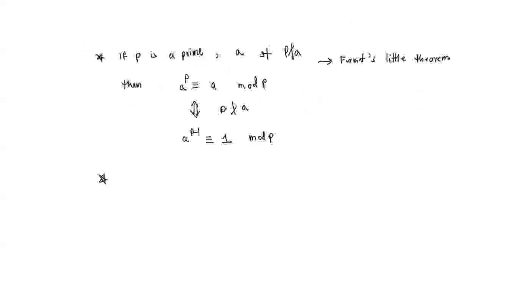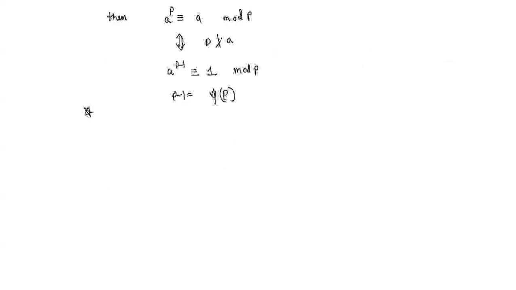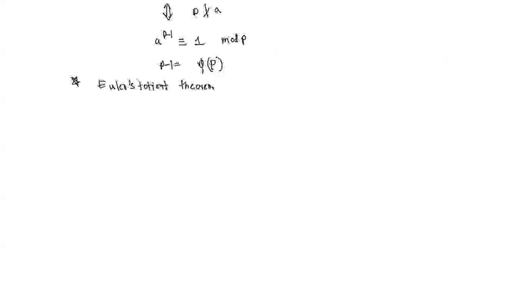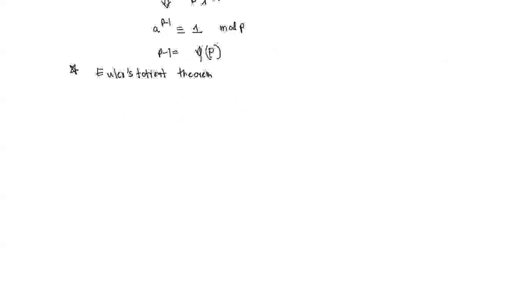Essentially, because P minus 1 is essentially phi of P. So there's another theorem called Euler's totient theorem, which says that if you have GCD of A comma M to be 1, then A to the power phi of M is congruent to 1 mod M.